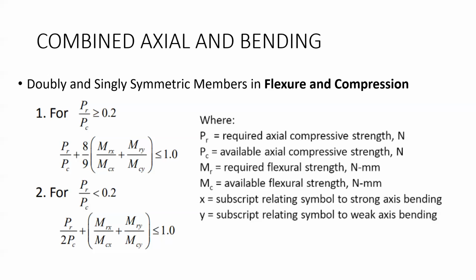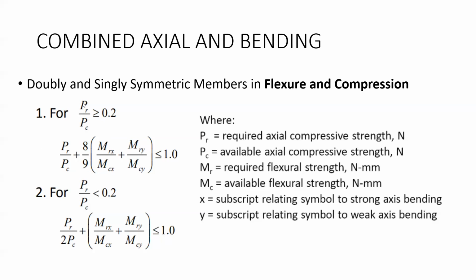Okay, so let's start dito with combined axial and bending. We have all these formulas. So for flexure and compression, ito siya. So PR over PC, yun yung required sa available. Pag greater than 0.2 ang gagamitin natin, ito: PR over PC plus 8 over 9, MRX over MCX plus MRY over MCY. R is the required, C is the available. So yung X and Y natin is for the axis. Always, yung X natin is the stronger one kung asan yung major axis natin, and yung Y yung minor.